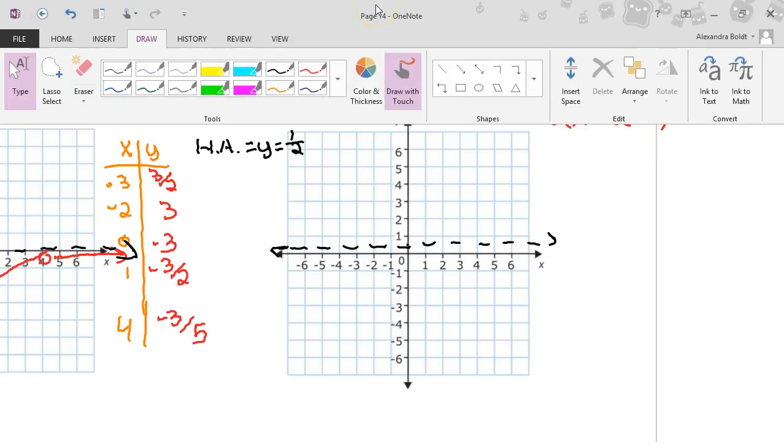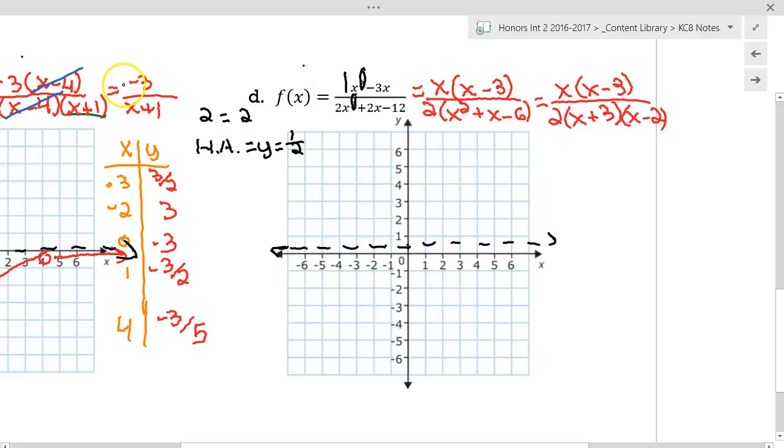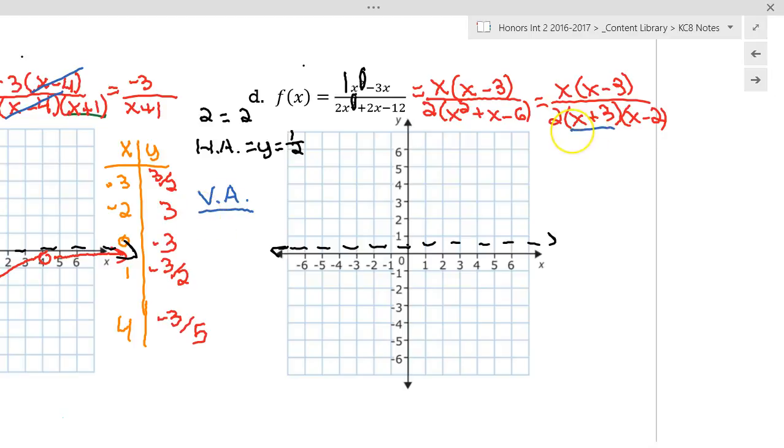Now looking for my holes and vertical asymptotes, right? For a hole, it's what cancels out. And I didn't cancel out anything. So, no holes. For my vertical asymptote, right, it's what's left in the denominator. So if you look, I have an x plus 3, right? It only matters if there's an x. This number doesn't matter for vertical asymptote. So it's going to be x equals negative 3. And then I have x minus 2, so x equals 2.